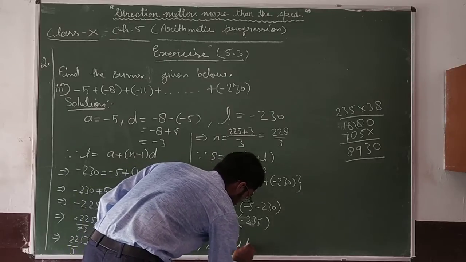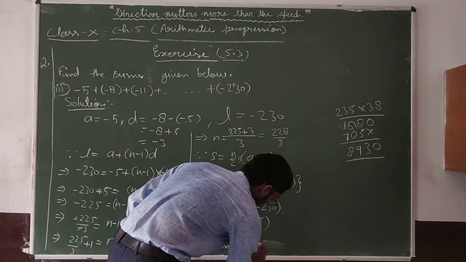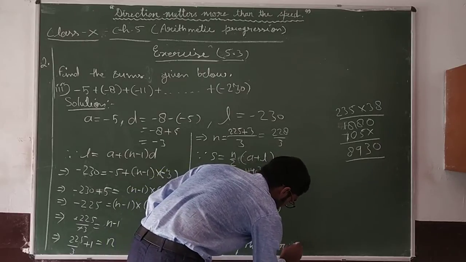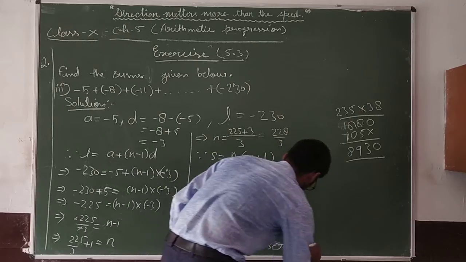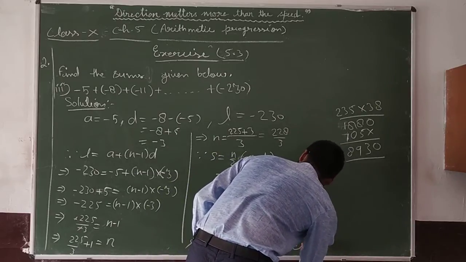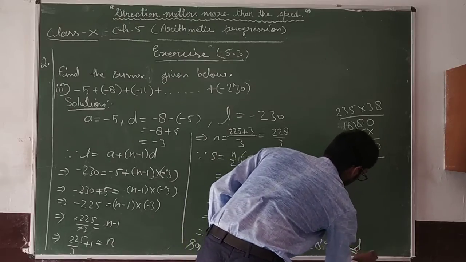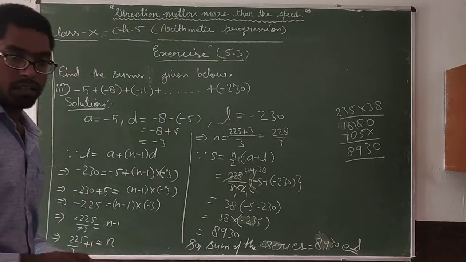So the sum of the series is equal to minus 8930. That is your answer. Let us solve the next question.